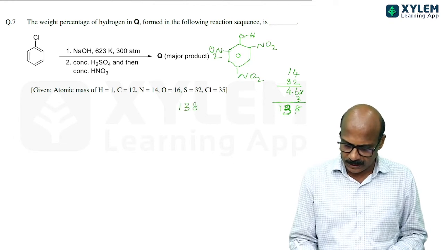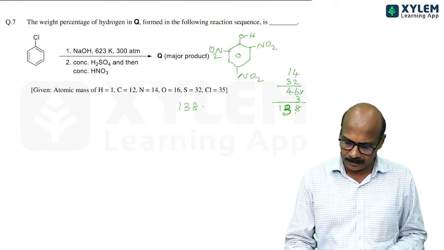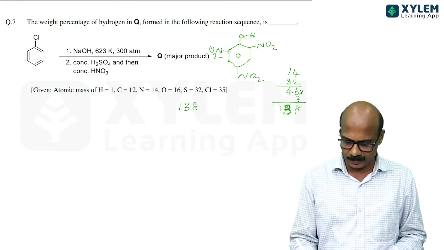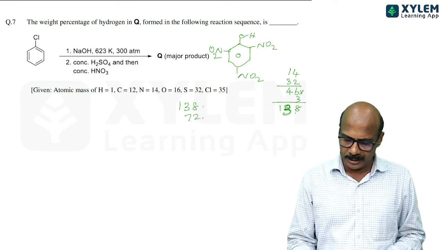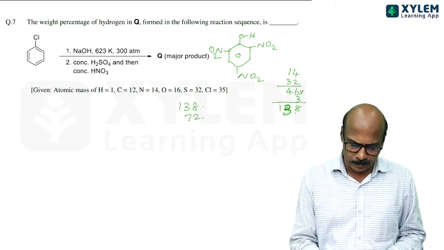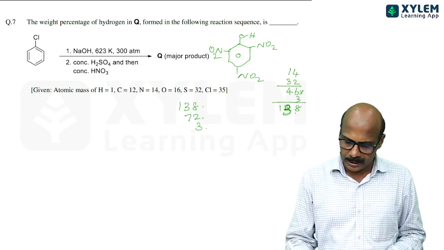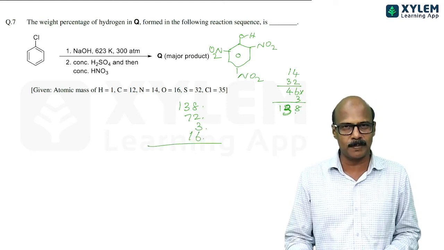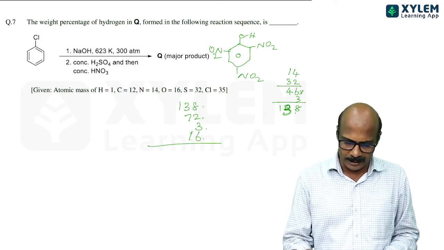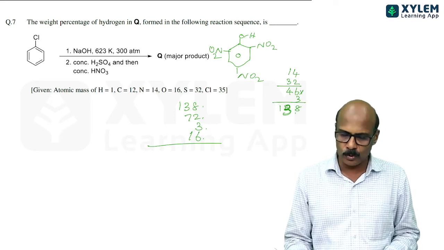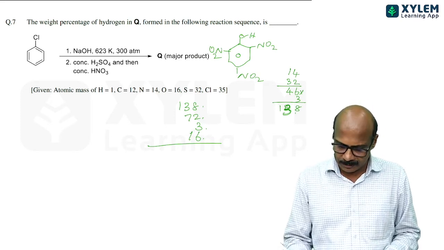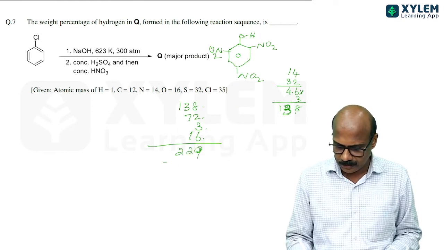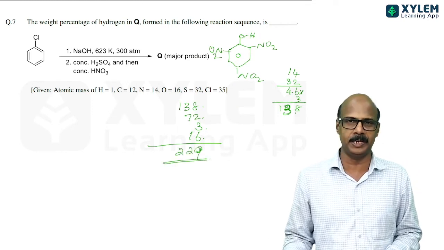So 138 plus how many carbon here? 1, 2, 3, 4, 5, 6 carbon, 6 times 12 is 72. And how many hydrogen here? Here there are 3 hydrogen atoms and again there is 1 oxygen atom. Adding all this, you will get the molar mass of picric acid. What will be that? It will be about 229. Am I right? You can add this. You can see that 229 will be the molar mass of picric acid.